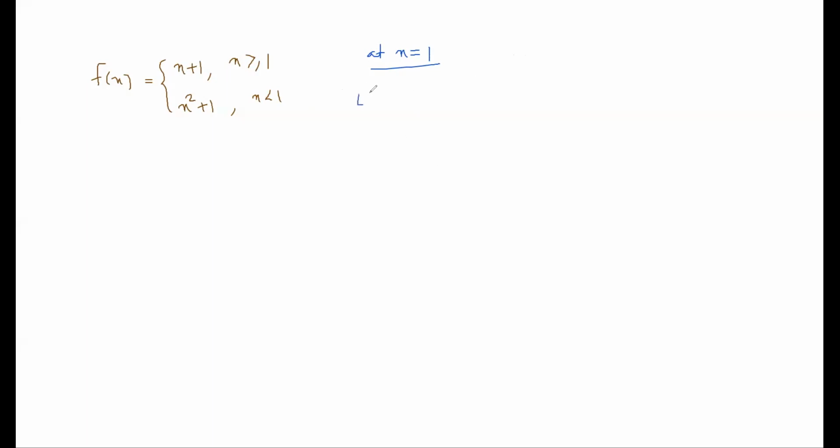So left hand limit we have to find. That means limit of that function, you are approaching 1 from the left side. That means limit of you are approaching 1 when x is less than 1, approaching 1 from the left side when x is less than 1. So the function is x square plus 1. So 1 square plus 1, which is equal to 2.